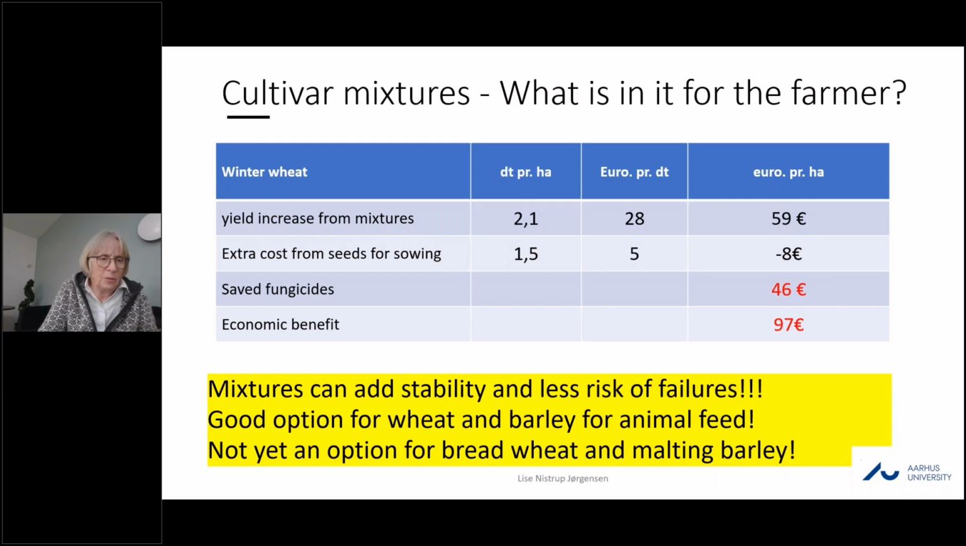It's not that it will solve all problems, but it can give a stability and maybe ensure against major failures, as we saw with Benchmark and yellow rust some years ago. It's a good option for wheat and barley, which we feed to the animals, whereas it's of course more problematic when we talk about bread wheat and also malting barley. Bread wheat, there might be an open door coming and could be used there, but in the malting barley industry at the moment, there is quite a reluctance.